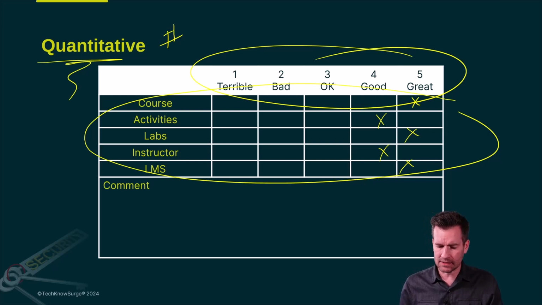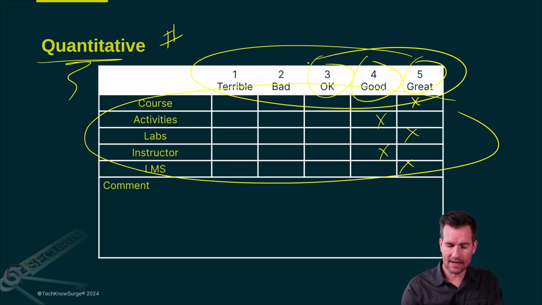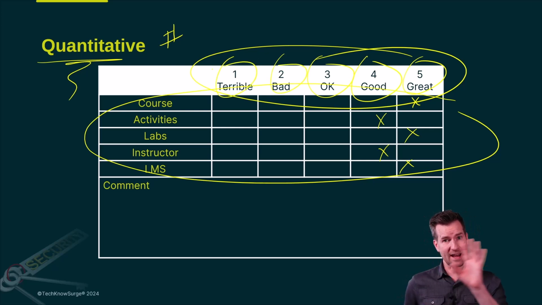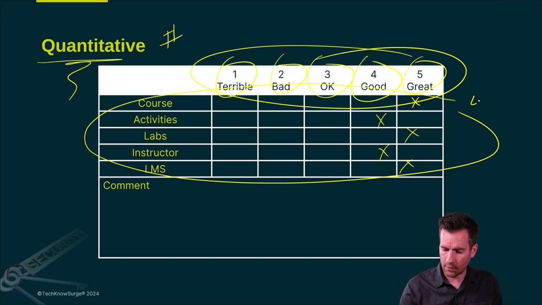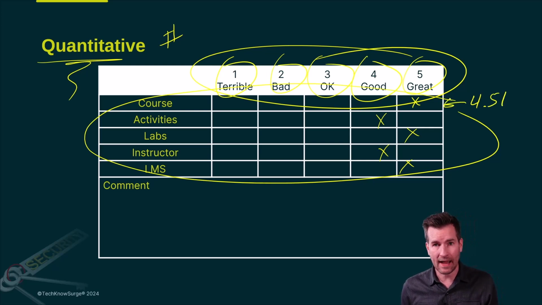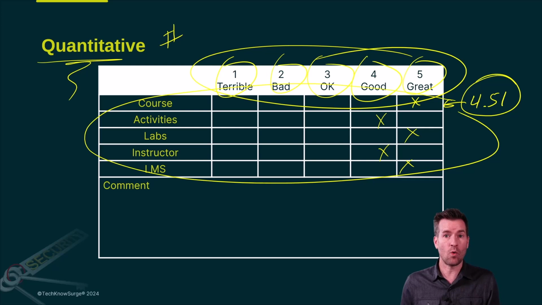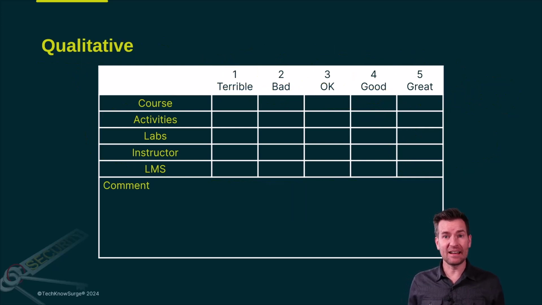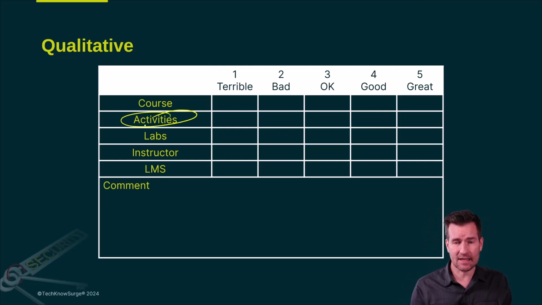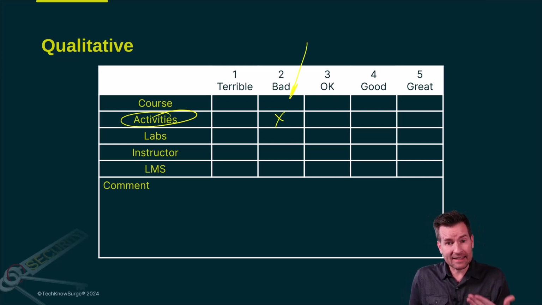We can see how many students rated it as a 5, how many as a 4, how many as a 3, how many as 2, how many as 1. We can even add it all up, divide by the number of students, and come up with a full-on rating. So maybe 4.51 is what the course overall was scored at. And so now we have a quantity associated with it. Quantitative data can help identify areas of the course that may need to be improved. For instance, maybe the activities in the course were rated on average really low. Now we can say, well, this activities part has been rated really low, we need to focus on it.